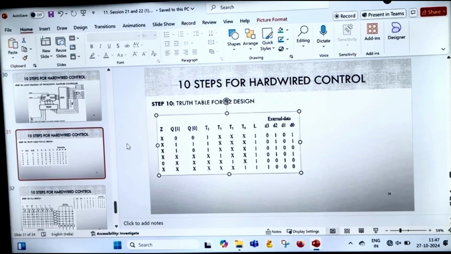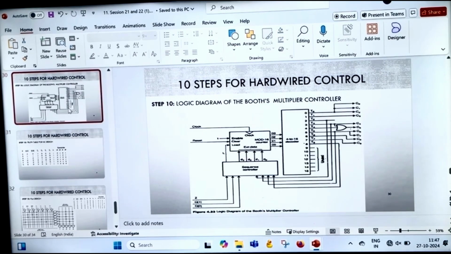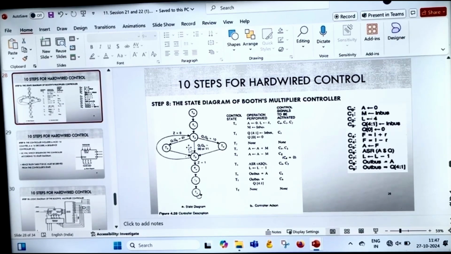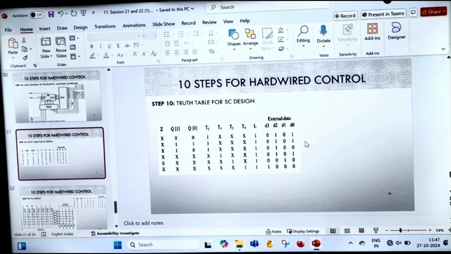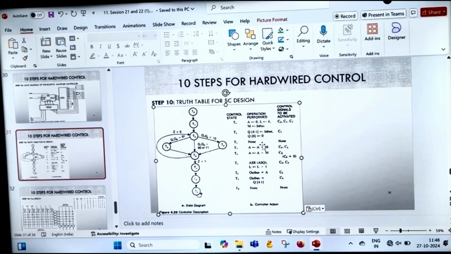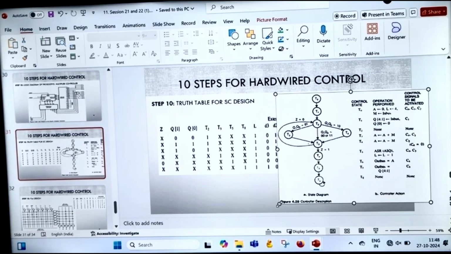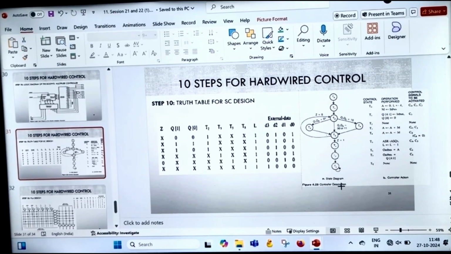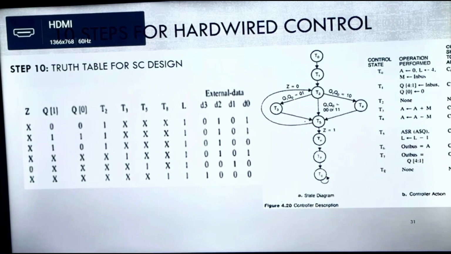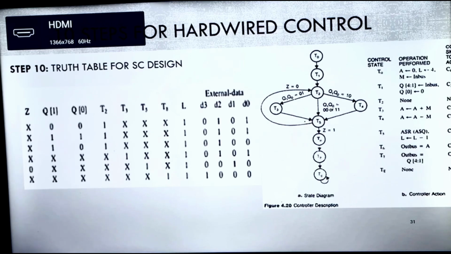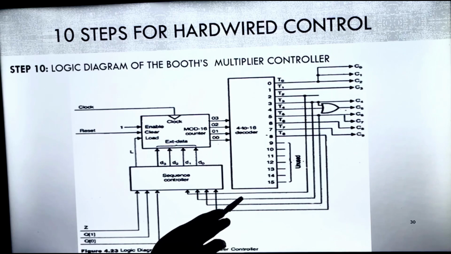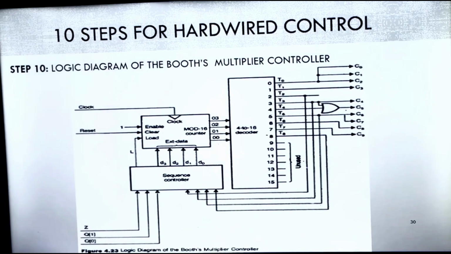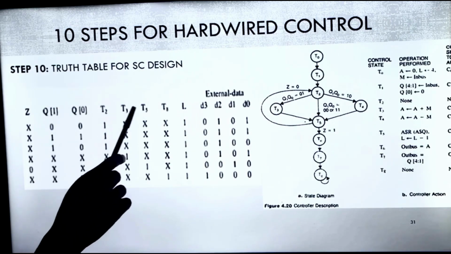And for your understanding, I'll copy this state diagram also to that place so that it will be easy for you to understand how it works. Now I'll start this. See, in my sequence controller, what we have seen, what are the inputs? There are 7 inputs: Z, Q1, Q0, then T2, T3, T5 and T8.